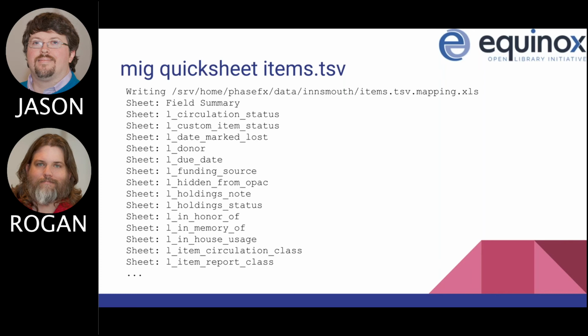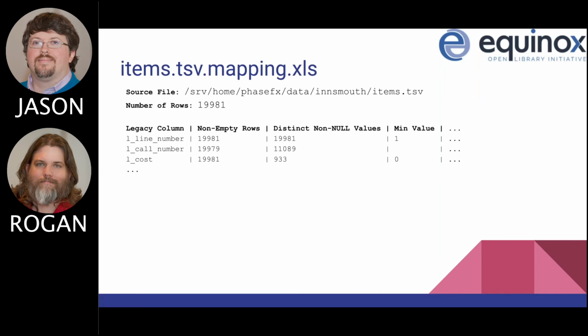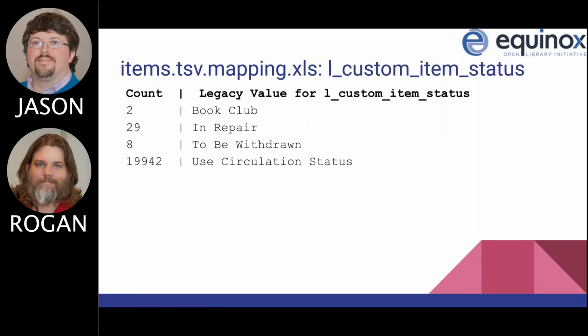And it will go through and analyze these columns to give you useful data afterwards, such as here's the legacy column. Here's how many rows actually have data in them from that file. So in this case, there were 19,981 rows. Every single one of them has a line number. What the minimum value in it is, what max value is. We didn't have room for all of that here, so we put some ellipses on the end. But imagine a whole bunch more columns with data about what's in there.